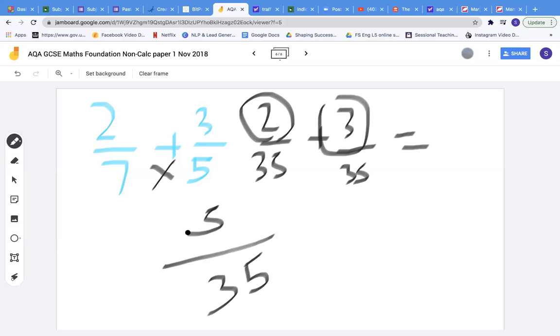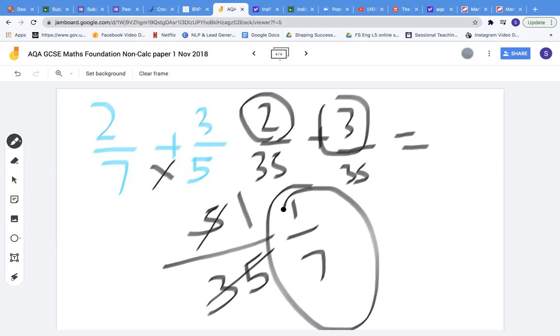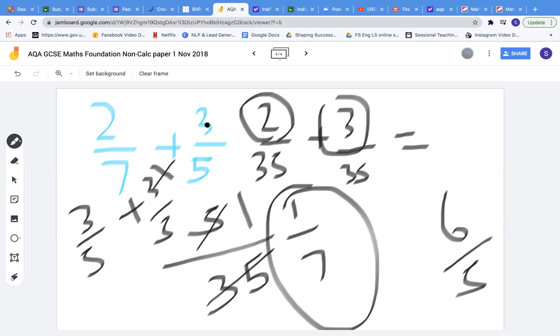That becomes 5. Now, because you have to simplify that, because the 5s can go into 35 7 times. So basically, 5 goes into 5 once, but it goes into 35 7 times. So the answer is a 7th. That's where you're getting confused. But if you've got 3 over 5 plus 3 over 5, it's going to be 6 over 5, the answer.